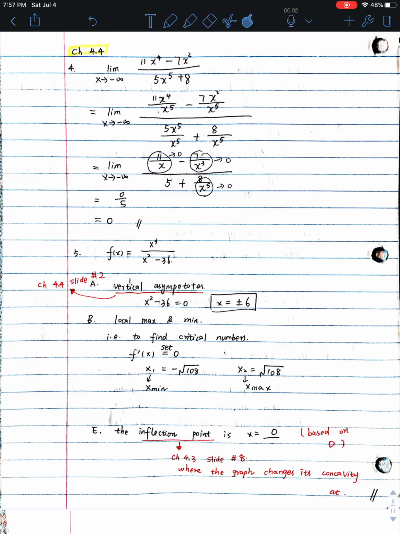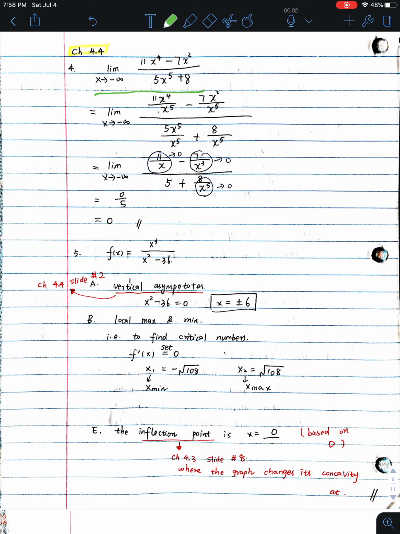Okay. Chapter 4.4 and 4.5, the questions are kind of difficult. So I solved most of the questions. And for the first one, it's question 4, to find the limit of this function when x goes to negative infinity. So you have to pay attention to whether x goes to negative infinity or positive infinity.